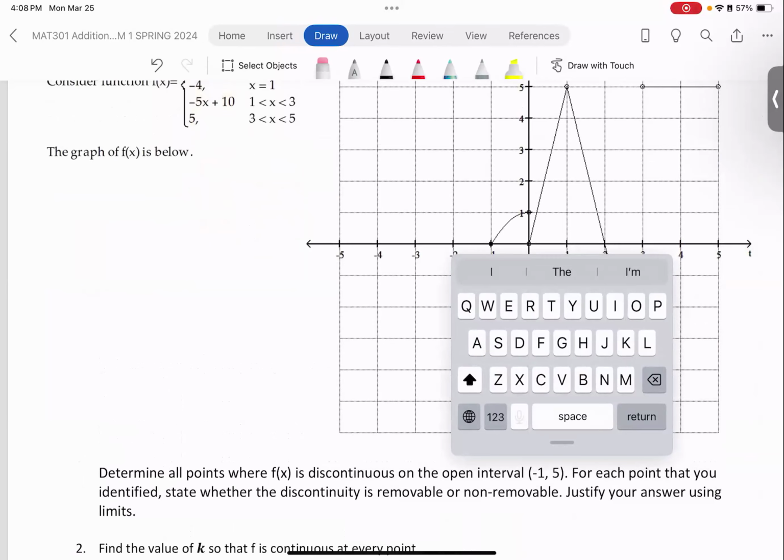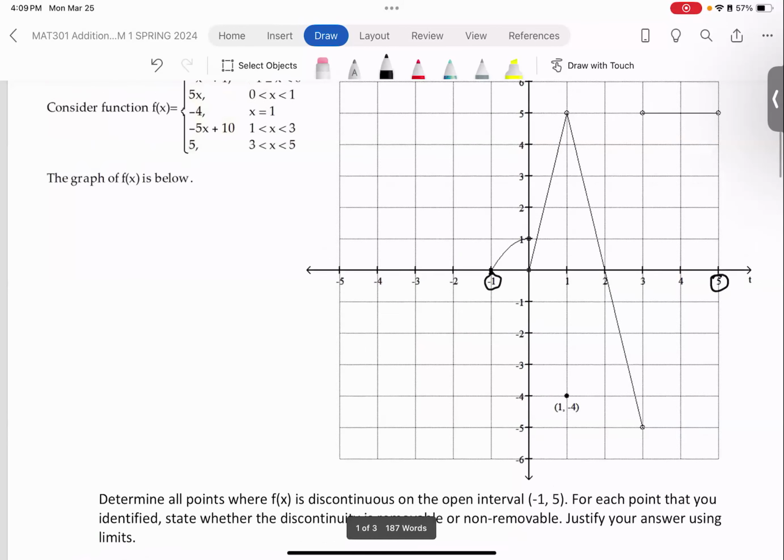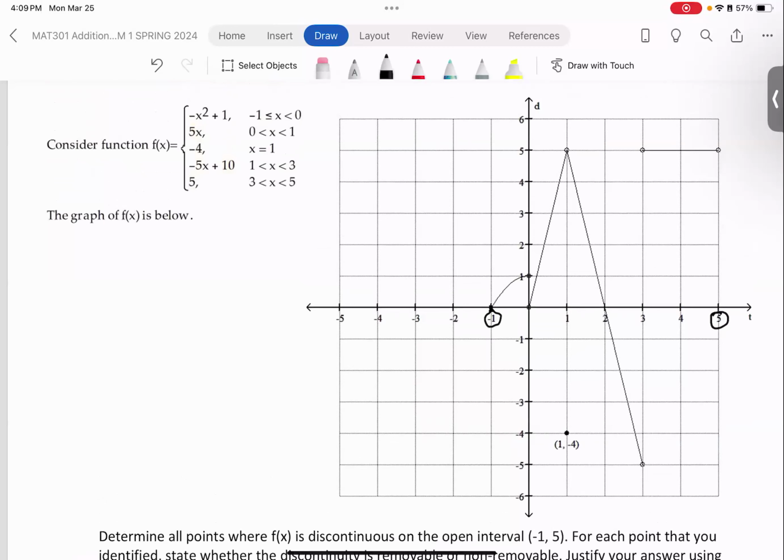So if we go here and start looking at this, the graph starts at -1. It says to start looking at this point right here, and we go up to 5. Over the course of this graph, if you go from left to right, you can also see the definition of the function right here, the piecewise stuff.